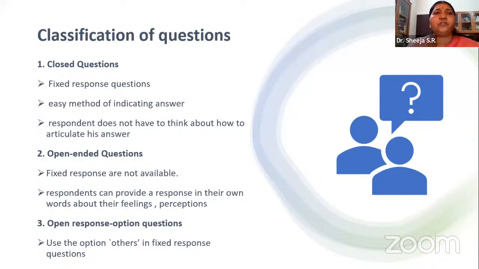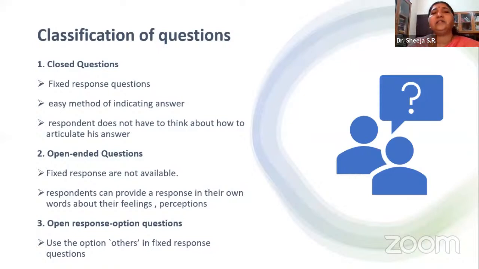In the case of closed questions, there will be some fixed responses. The researcher or the interviewer himself gives the responses, or the options will be given. For example, the educational qualification of the respondent. The researcher himself gives various possible answers: illiterate, only primary level of education, secondary level of education, higher secondary level of education, then graduate, professional qualification. So different options will be given.